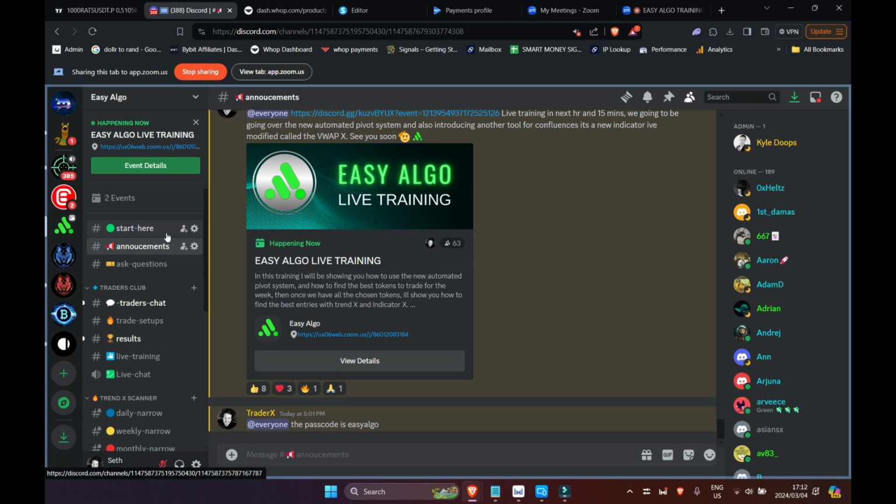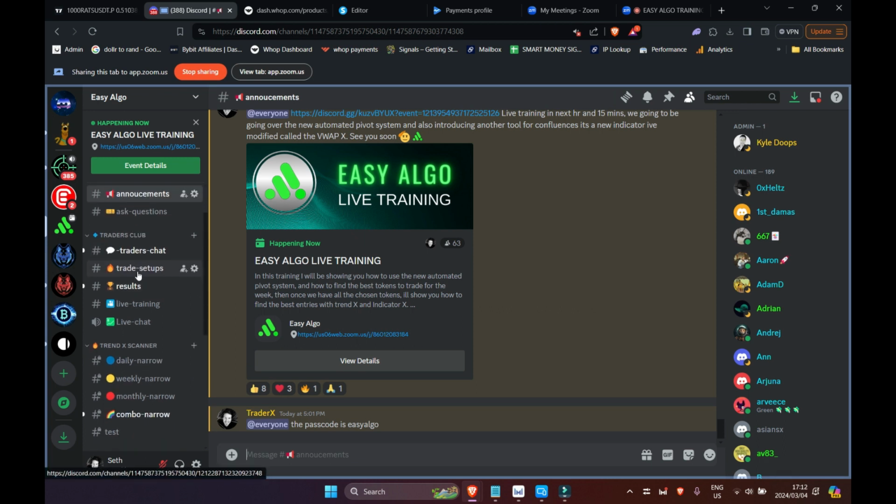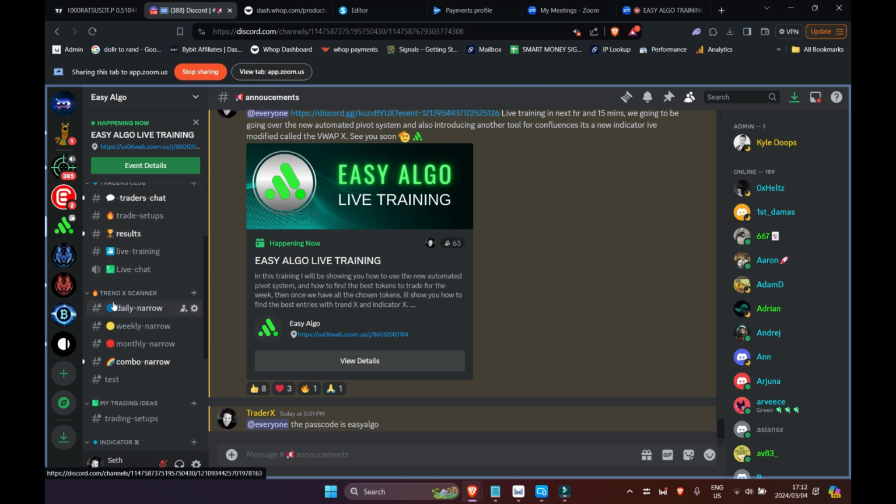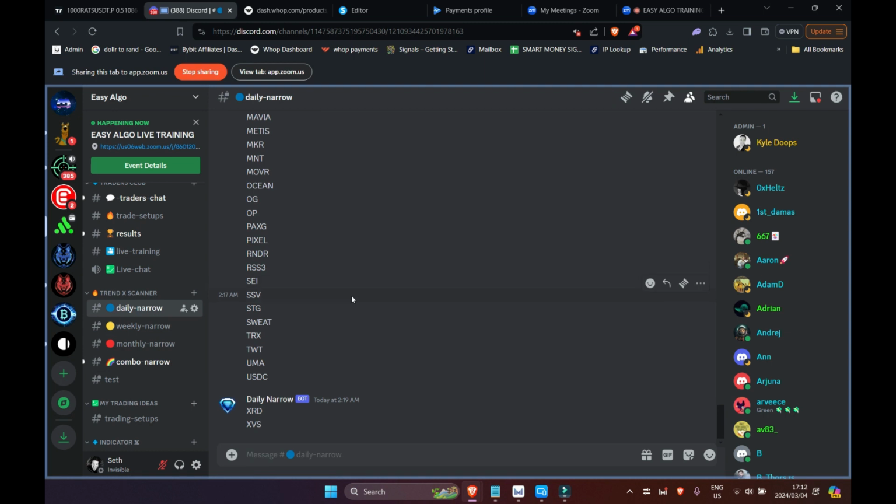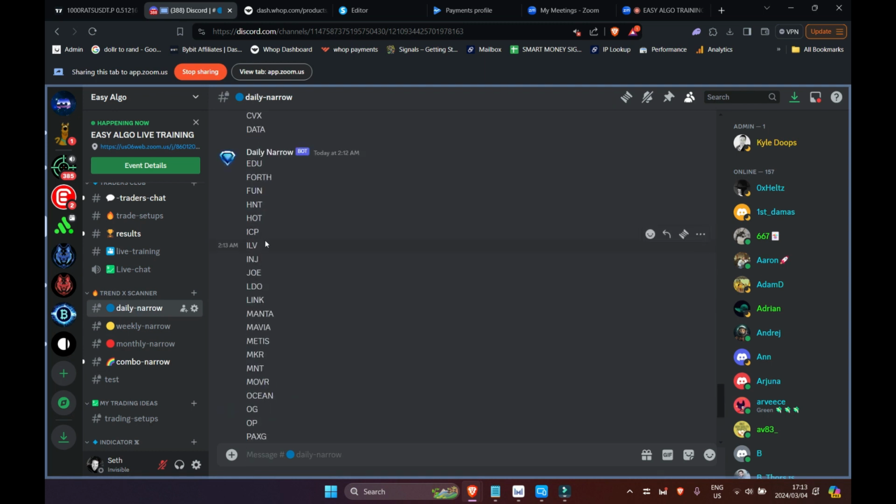So we've added a whole lot of new features. The features that have come into the group in the last week or two weeks is, first of all, these automated bot alerts here. Basically, it's scanning the market and it's bringing to our attention all the daily narrow pivots, the weekly narrow pivots, the monthly, and then it's doing a combo of pivots. As you know, the dailies are going to come every single day. It's going to update with all the new dailies.